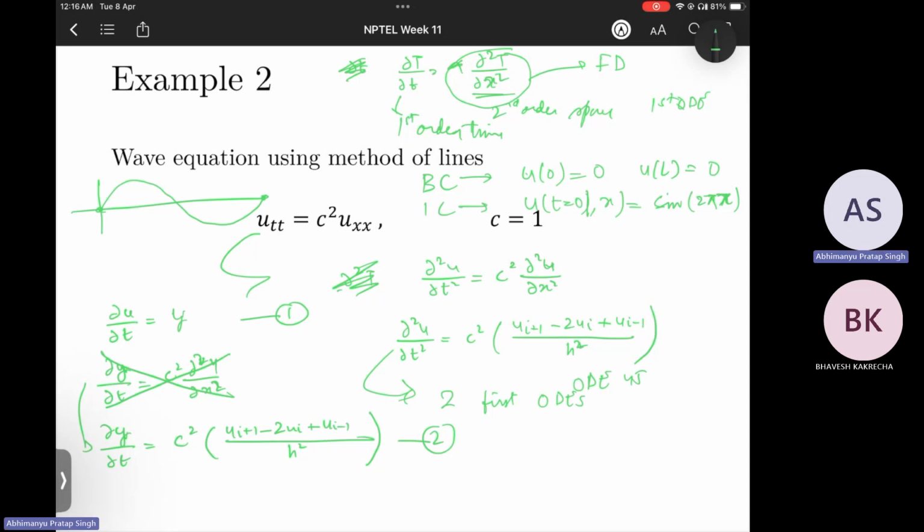So how many ODEs do I have? Boundary conditions are fixed. If n is equal to 10, then I will have 11 nodes. And so this will give me 9 ODEs, right? From 2 to n. And this will give me 9 ODEs. So in total, I have 18 coupled ODEs to solve.